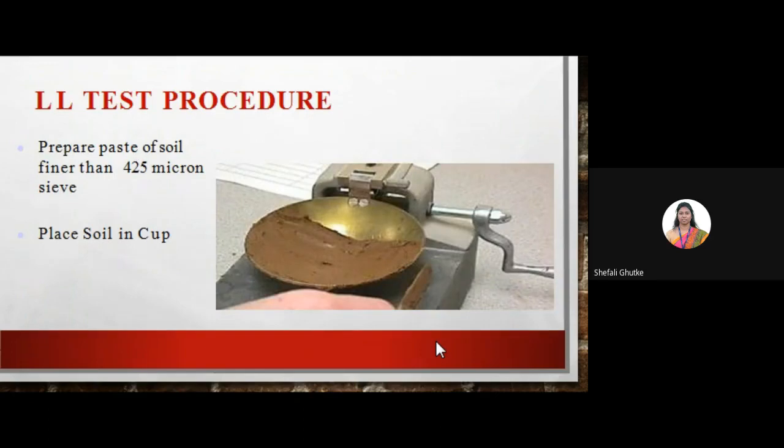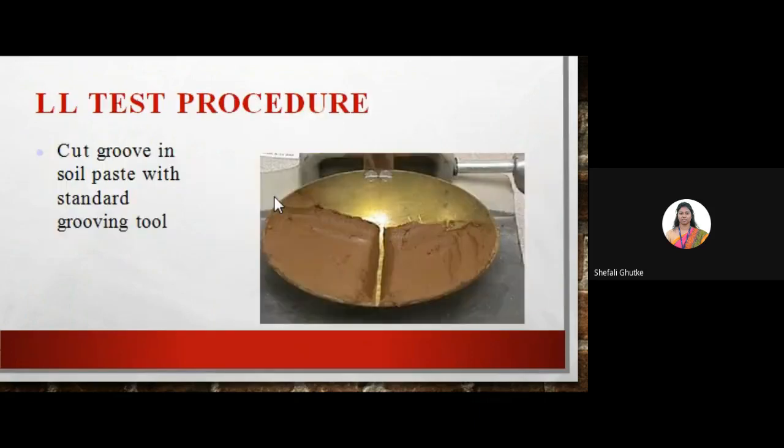The liquid limit test procedure is as follows. First, prepare a paste of soil which is finer than the 425 micron sieve. Then place the soil into a cup. This is the cup. We place the soil into the cup. Then cut a groove in the soil paste with a standard grooving tool. We cut the soil sample with the help of a groove like this.